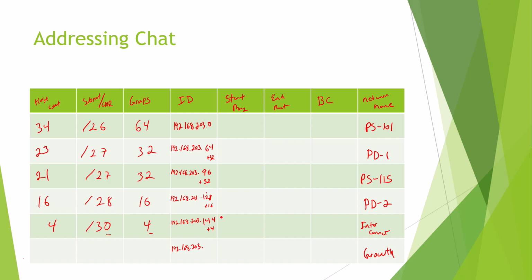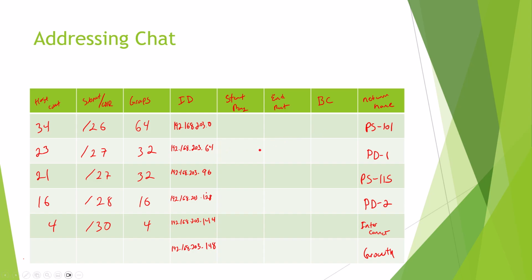144 plus 4 is 148. We started with this address, so we're going to leave the growth network something to start with. So we have our 5 networks. How I normally do it is I do the start and end points, and that's how I figure out my broadcasts. Broadcast is going to be 1 less than the next network ID.